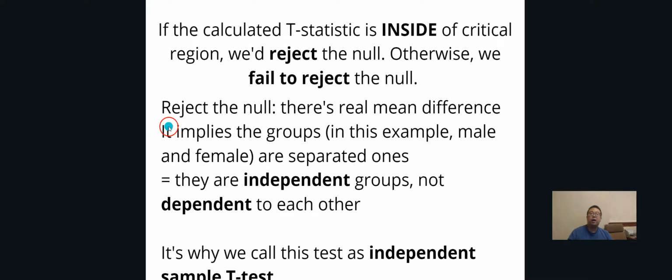But if, based on our test, we fail to reject the null hypothesis, it means that there is no difference between male and female in terms of the average. So it means that they are independent from each other, and gender and income are not associated. This is why we call this the independent sample t-test: the groups are separated, or they are associated or dependent on each other.